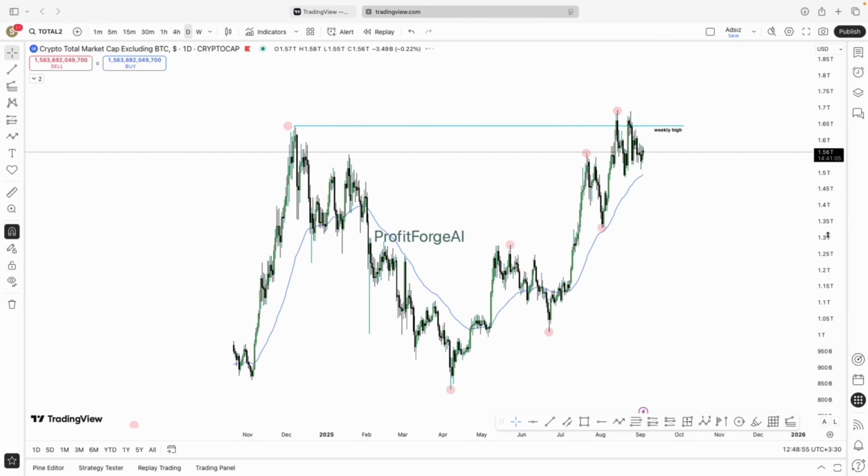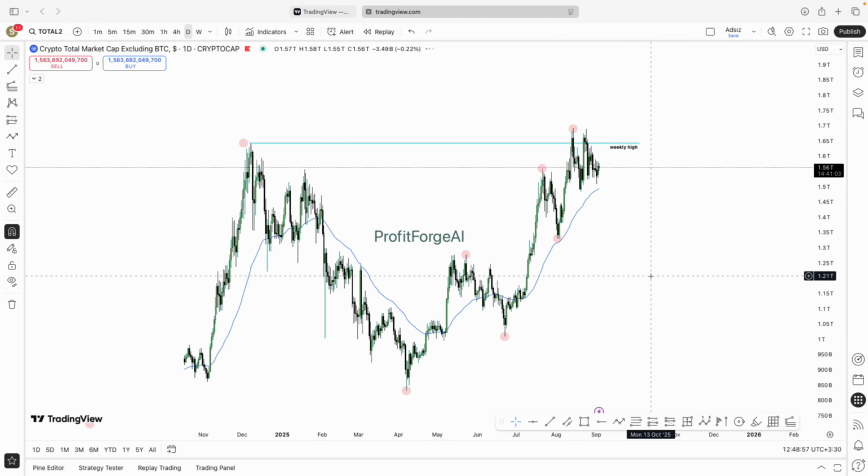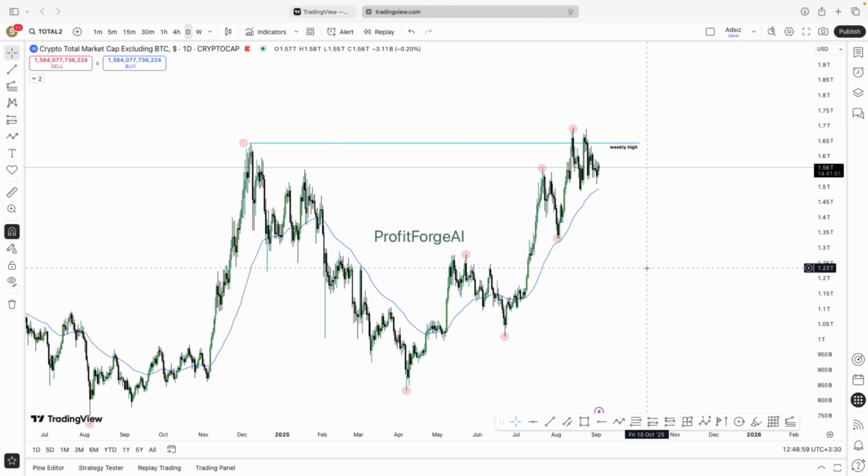Looking at Total 2, the crypto market cap excluding Bitcoin, we also see a clear bullish structure. Higher highs are forming and capital is steadily shifting into altcoins. Historically, whenever Total 2 is bullish, Ethereum often leads the move.